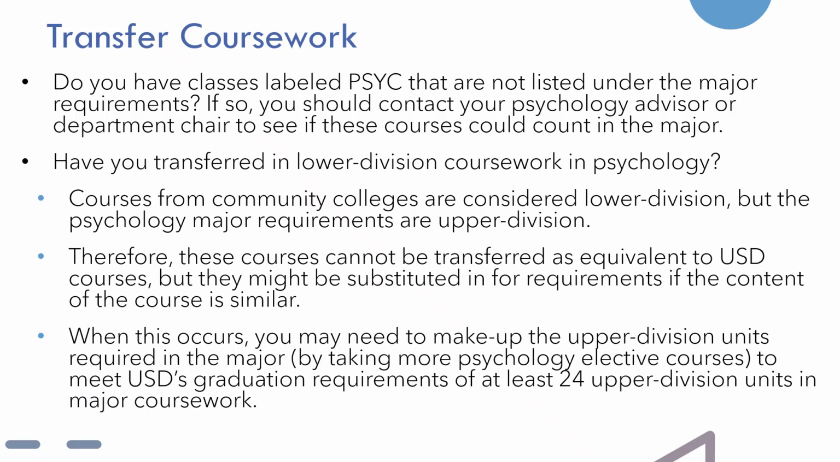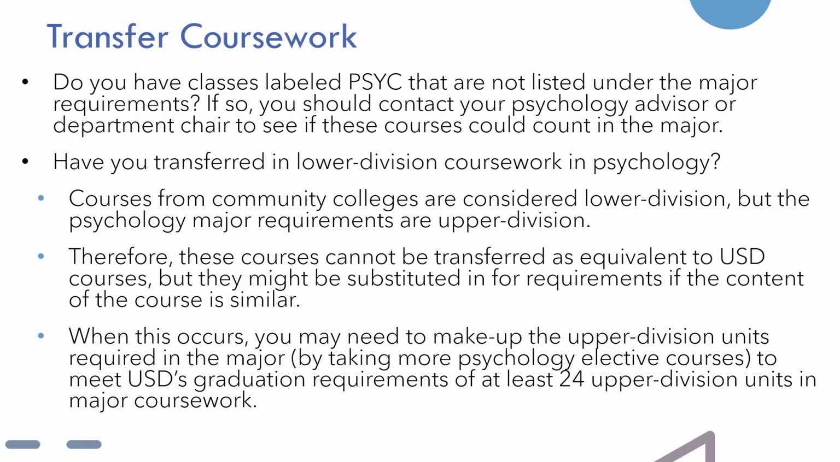If some of these courses are lower division coursework, specifically often numbered Psych 291, note that this happens when courses are transferred from community colleges. These courses cannot be transferred as equivalent to USD classes, even if they have a similar title, because they are considered lower division. But they might, however, be substituted in for requirements if the content of the course is similar.